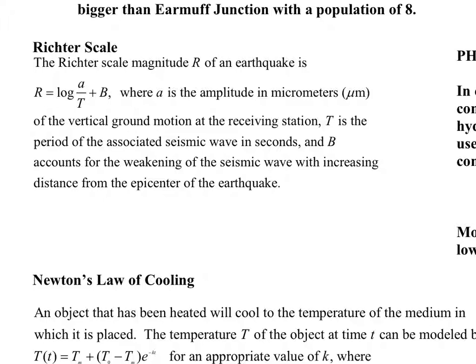Some other properties we need to go over. Richter scale. The Richter scale magnitude R of an earthquake is R equals log of A divided by T plus B, where A is the amplitude in micrometers of vertical ground motion at the receiving station, and T is the period of the associated seismic wave in seconds. And B accounts for the weakening of seismic wave with increasing distance from the epicenter of the earthquake. So here's another equation we'll probably use in some word problems coming up.